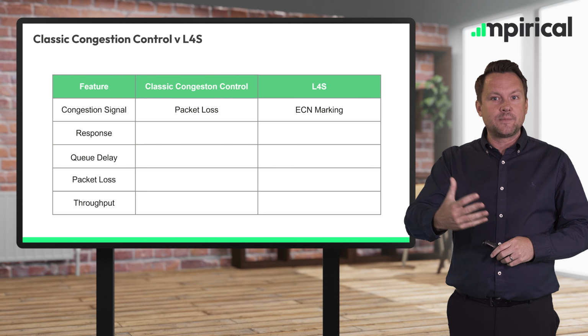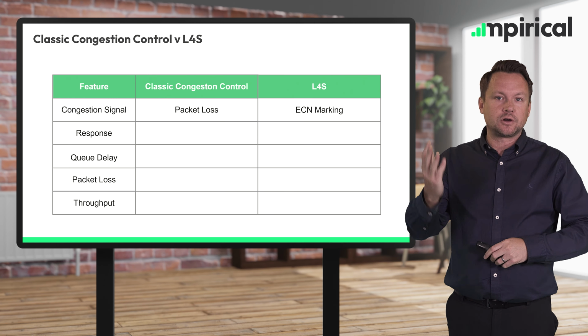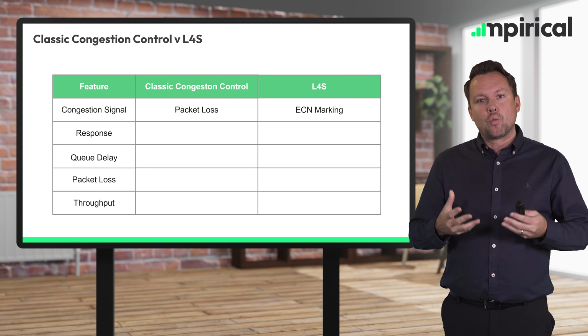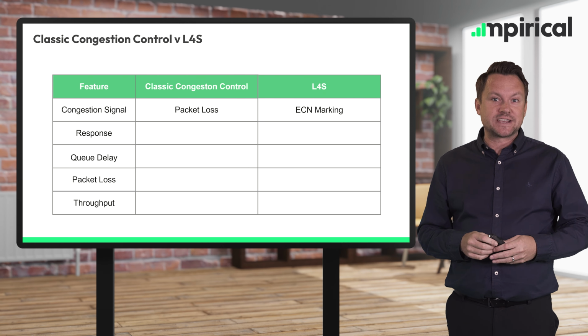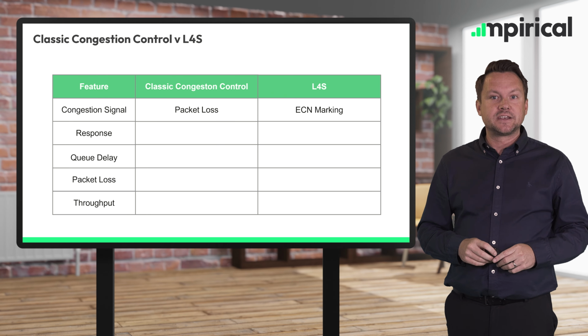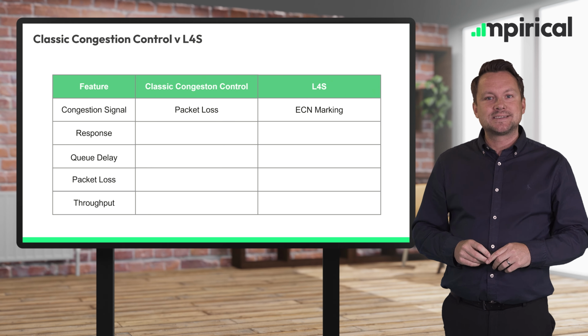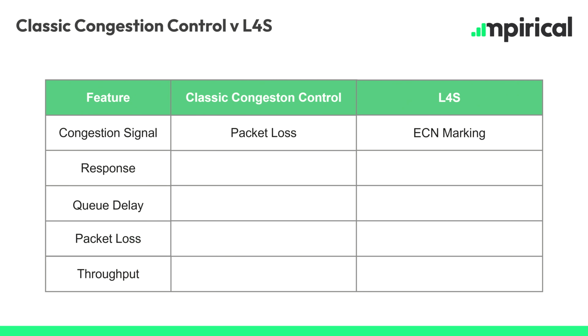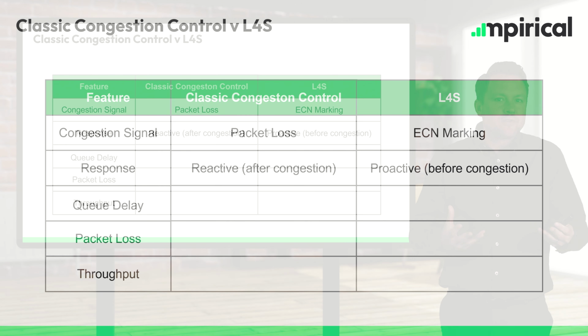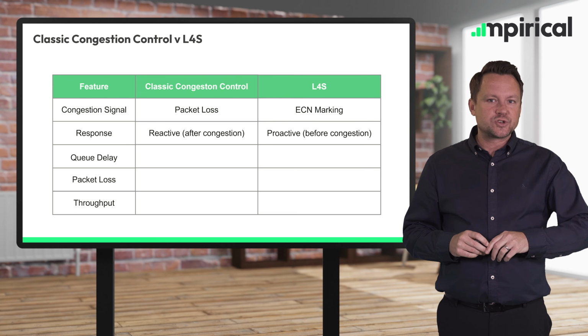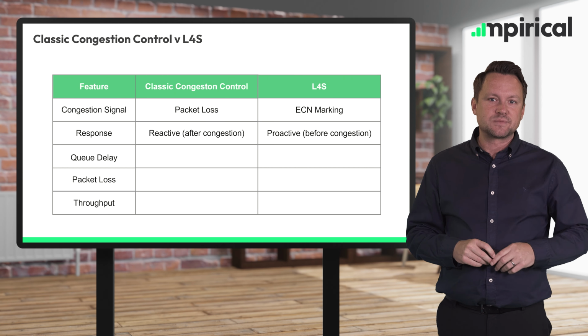So we haven't hit the limit, buffers are not full, queues are not spilling out of buffers. We're actually saying, okay, we're getting a little bit congested. Maybe you could just dial the sending rate back a little bit. So it's a much more graceful way of handling congestion in the network. Now, in terms of the response that we see when we encounter congestion, so with classic congestion control, it's a very reactive approach. So it's very much trying to close the gate after the horse has bolted.